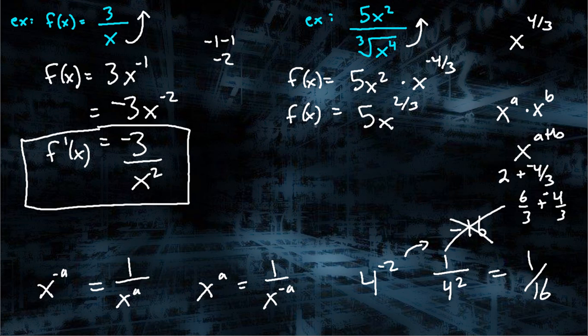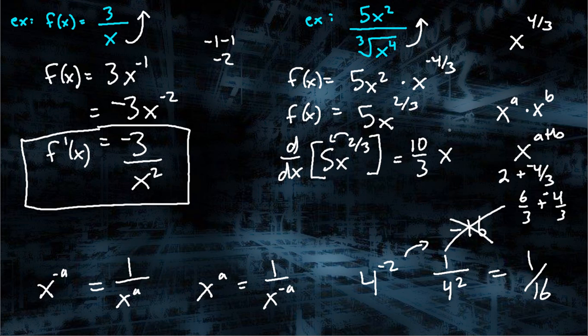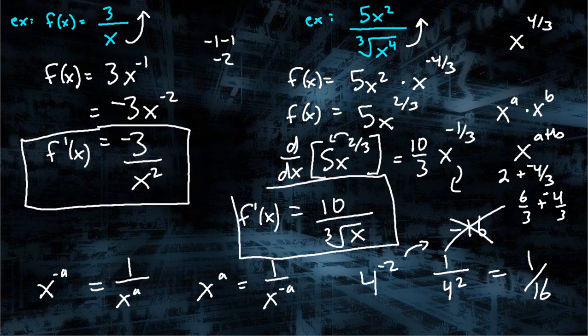Now I am ready to go ahead and find my derivative. So d dx, the derivative with respect to x of this, is going to equal, I'm going to multiply those, so I get 10/3. And now I'm going to decrease that by 1, which is going to give me negative 1/3. I'm going to move that down to my denominator, and I'm going to get a final answer. F prime of x is going to equal 10 over cube root of x when I switch it back.